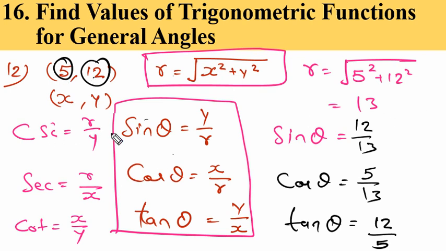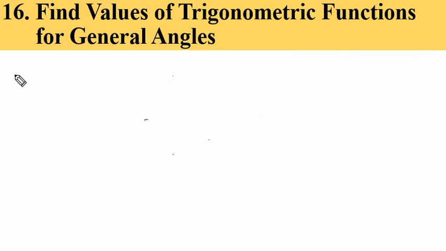Now cosecant is nothing but opposite, so you can just solve them: 13 over 12, 13 over 5, and 5 over 12. Let's solve the next question.